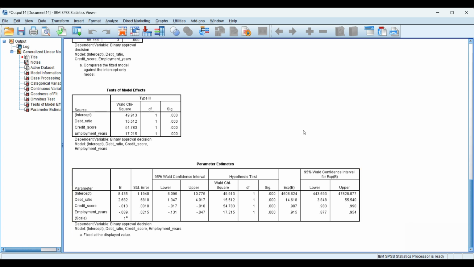So overall, if we want to conclude the results, we can say that higher debt ratios reduce the likelihood of loan approval, while higher credit scores and longer employment histories increase the likelihood of approval. So in this way, we perform the Probit regression analysis in SPSS by using a generalized linear model.